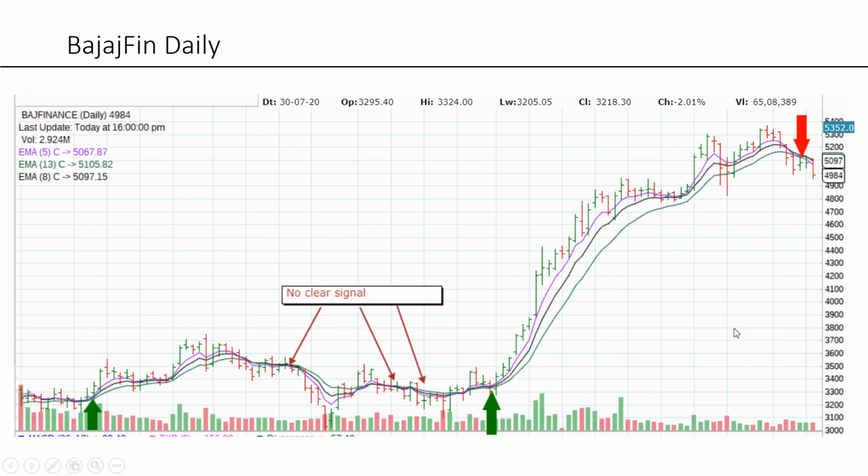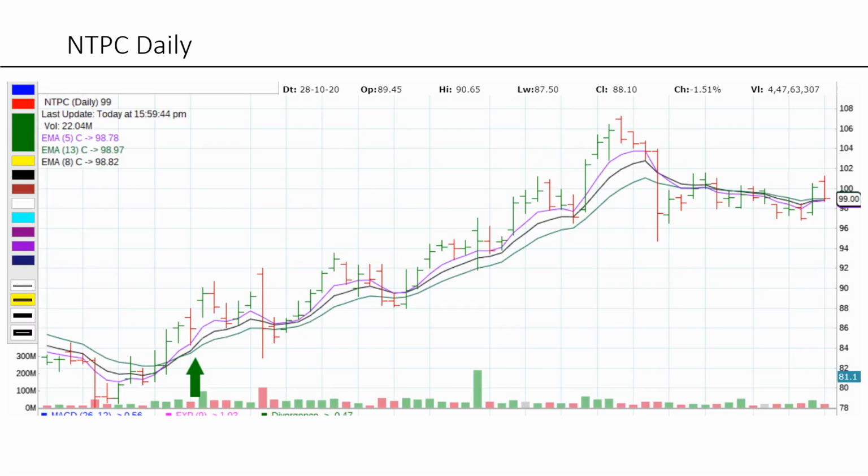Same way Bajaj Finance, I think it's very explanatory. It has given a tremendous gain. We'll take another example, NTPC, very explanatory, continuously on the buy side.